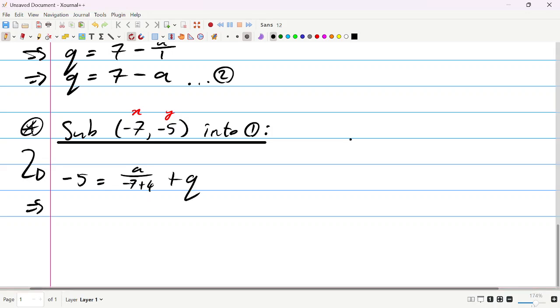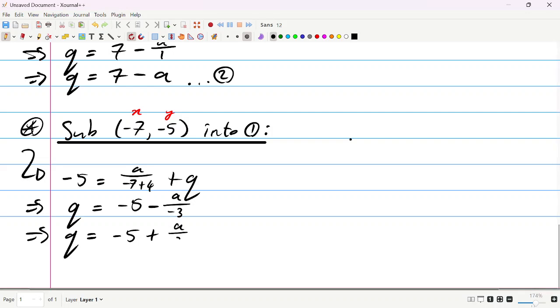So when we're solving, we are going to let q be on its own because, once again, it's easier. Because q has nothing to mess it up. So therefore, q is equal to, we take this over to that side, such that we have -5 minus a over -7 plus 4 is equal to -3. So then what this tells us is that q is just equal to -5 plus, because the negatives cancel, it's plus, let's say a over 3. Okay, and we can call this equation number 3.